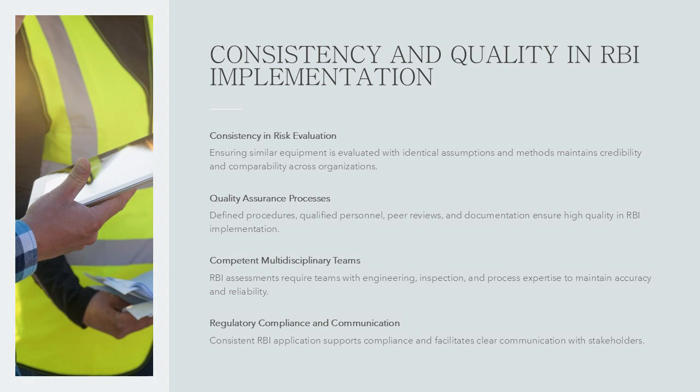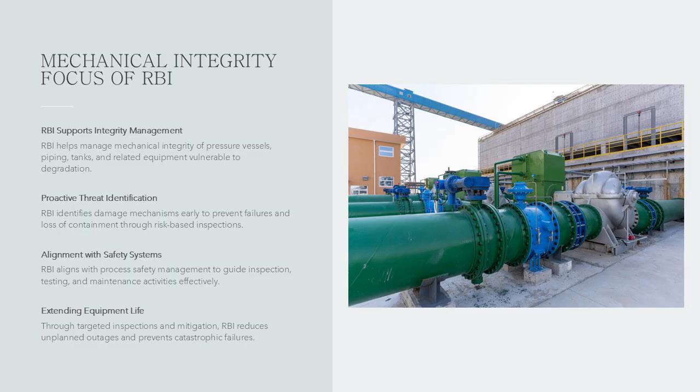decisions with confidence. Mechanical integrity is a central focus of risk-based inspection programs as defined in API recommended practices. RBI is specifically designed to support the integrity management of pressure vessels, piping systems, storage tanks, and related equipment that are susceptible to degradation over time. By identifying credible damage mechanisms and assessing their progression, RBI helps ensure that equipment continues to perform its intended function safely and reliably. The methodology supports proactive identification of integrity threats before they result in failures or loss of containment.